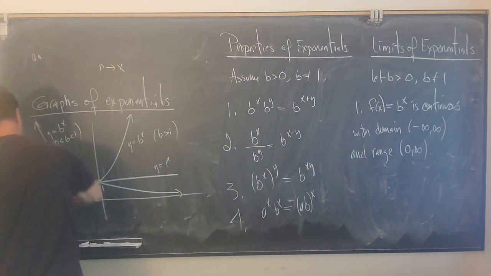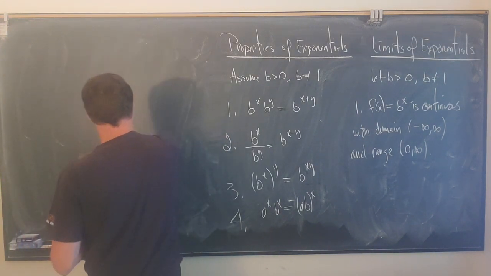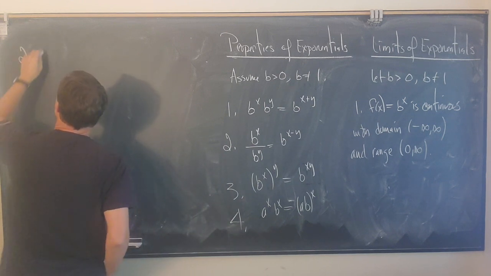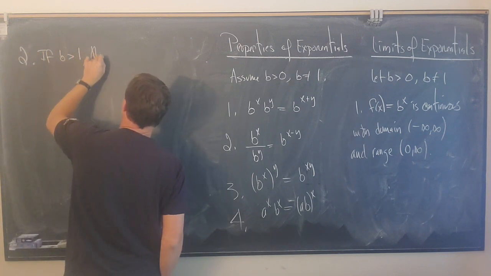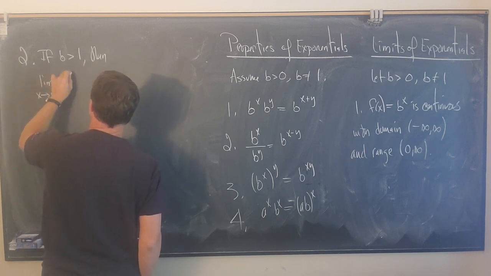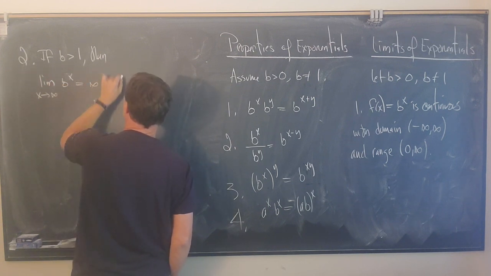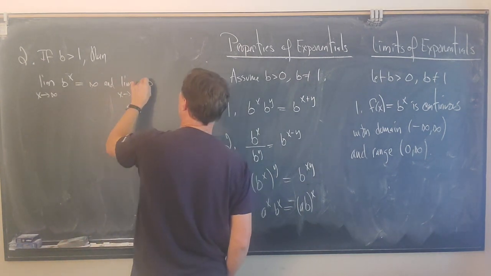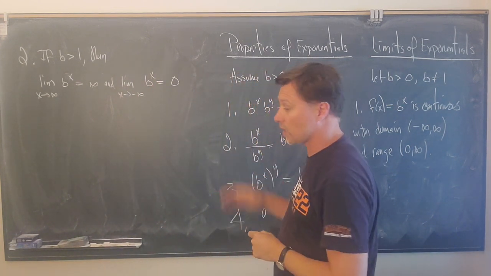Okay, so part 2, and you will be able to see this. I have to erase the graphs here, but you can see this from the graphs. So if b is greater than 1, then the limit as x goes to infinity of b to the x is equal to infinity, and the limit as x goes to minus infinity of b to the x is equal to 0. So that means that we've got a horizontal asymptote.